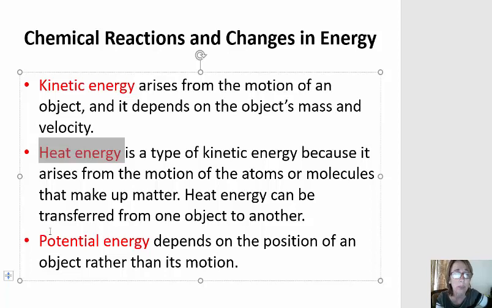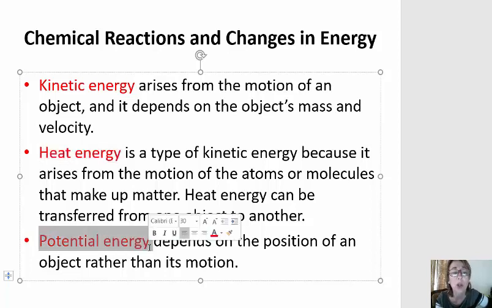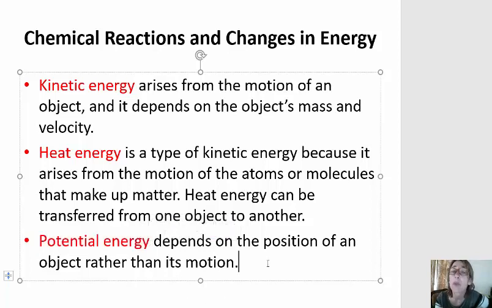energy when they occur. Potential energy depends on the position of objects with respect to one another, and one type of potential energy that is really important for chemistry is the potential energy that comes from the attraction of unlike charges, such as positive and negative charges being attracted to one another, and the repulsion of like charges.